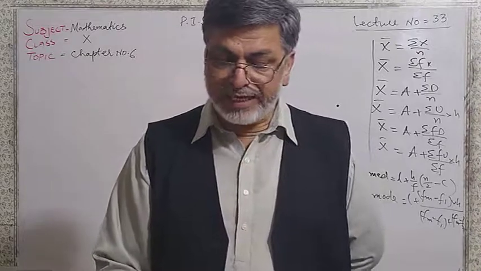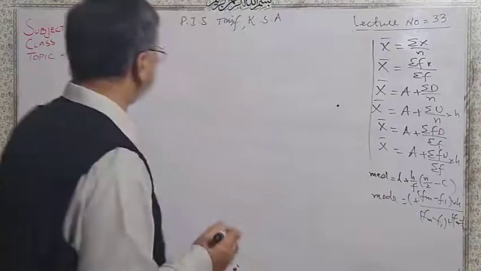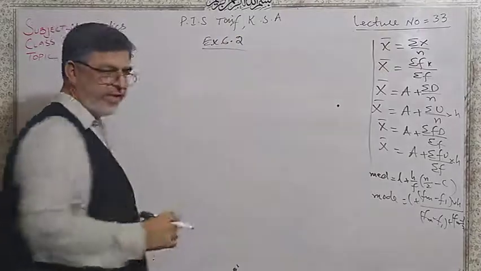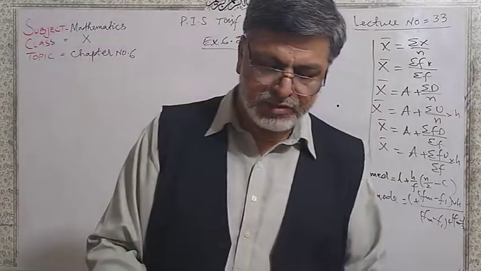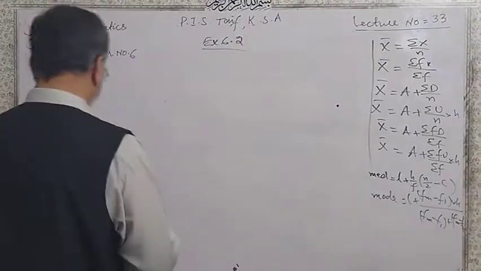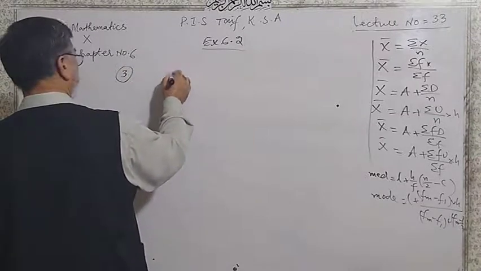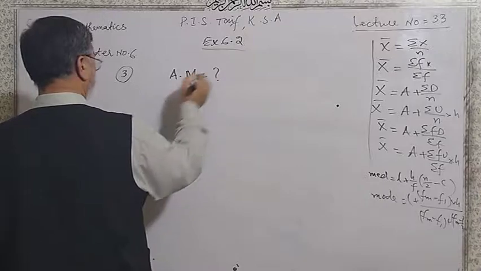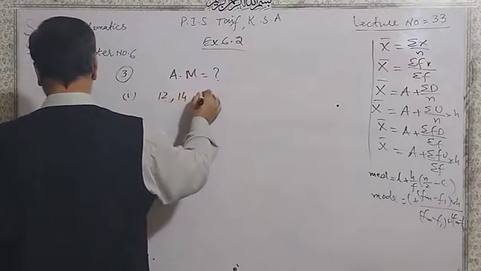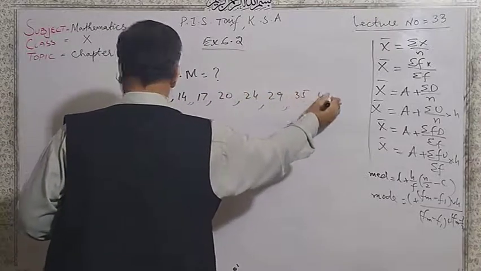Find arithmetic mean by direct method of the following. Exercise 6.2. We have question number 3, part 1. We have to find the arithmetic mean of the data, and the data is 12, 14, 17, 20, 24, 29, 35 and 45.